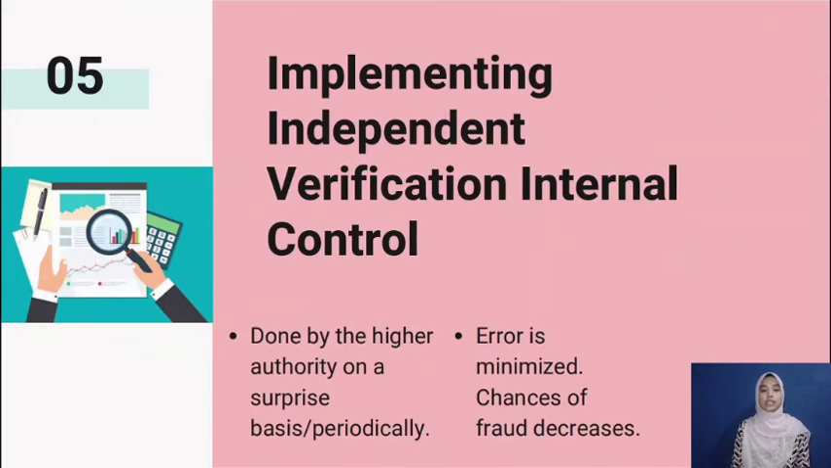And lastly is implementing independent verification internal control. Independent verification internal control is done by the higher authority on a surprise basis or periodically. Examples of higher authority are the manager or supervisor for each of the departments. By implementing this, errors can be minimized and the chances of fraud are reduced.